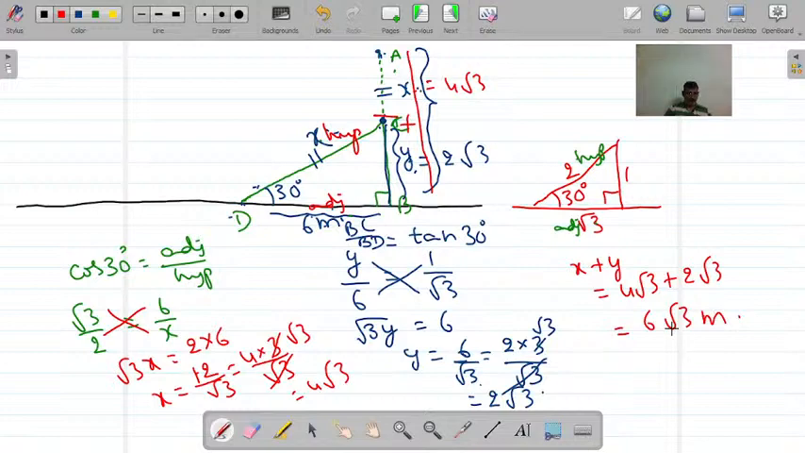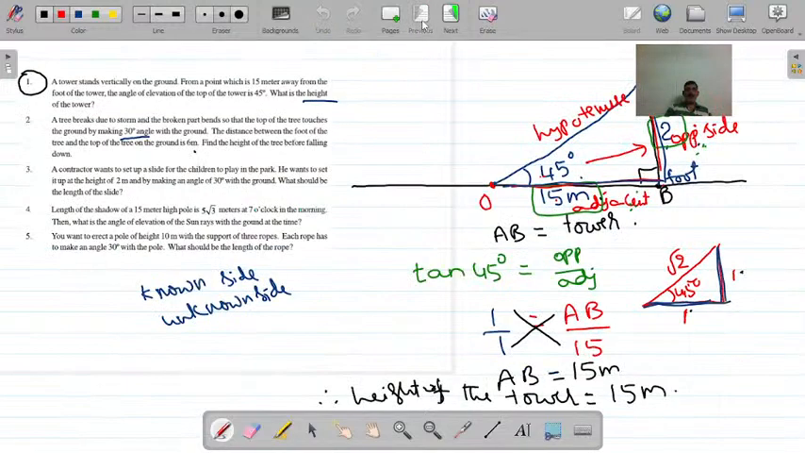Okay, I hope you understood this. This is a very easy problem. You just have to understand what method you have to adopt. Okay, now let us go for one more problem. We completed this, now let us go for the third question.